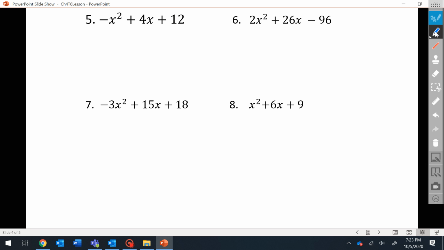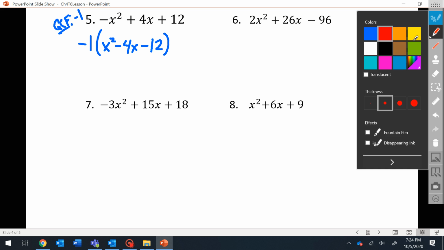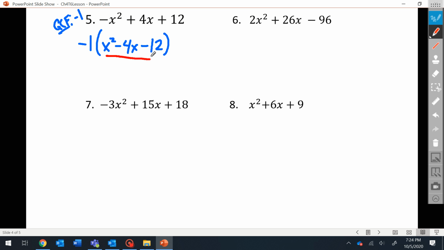Now if we look at number 5 and the GCF of number 5, this one actually does need to be done, because even though the GCF of these is 1, the first term is a negative, so the GCF is negative 1. So that means I need to factor out negative 1, and then get a new polynomial, x squared minus 4x minus 12. And then I'm going to factor the new trinomial, x squared minus 4x minus 12, the way that I just did all the other ones.